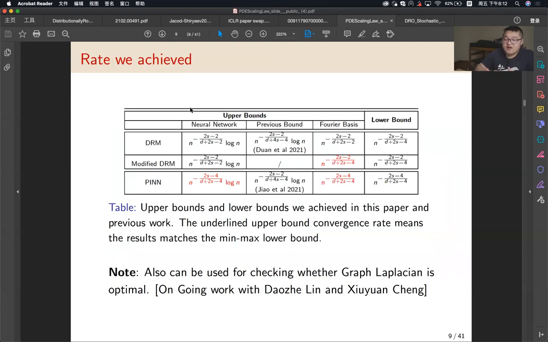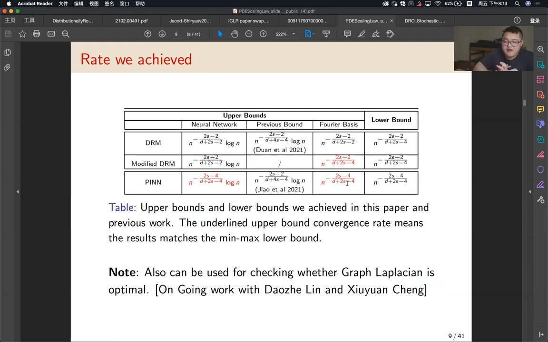Before the talk, where I tell you how I prove it, I will show you the result I get. For the PINN method, it's very easy to get a matching upper and lower bound, like what has been shown in function estimation theory. Because you are minimizing a strong form, it looks like you are minimizing a least squares problem, so you can just do the same proof as in function estimation. But for the Deep Ritz method, the story becomes different.